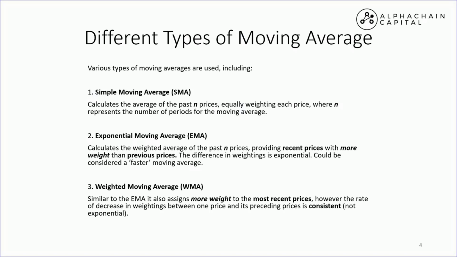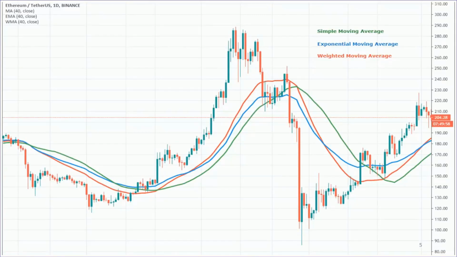So let's look at how the 3 different types vary. Here's the same chart again. It's Ethereum with the 3 different types of moving average on them. This way you can see the differences visually between them. We can see that the slowest moving average on this chart is the simple moving average in green. It consistently lags the other 2, the lowest on the uptrends and the highest on the downtrends, which we can see on the chart. The fastest moving average is the exponential moving average in blue.